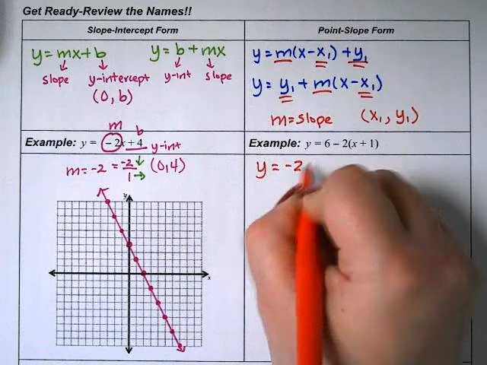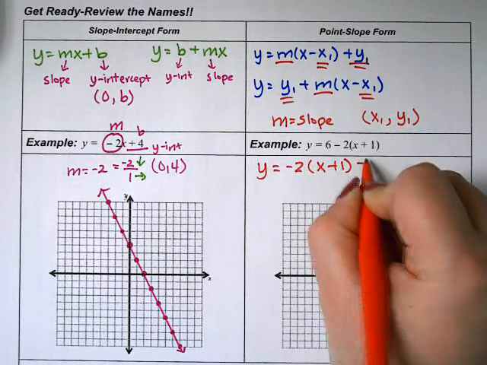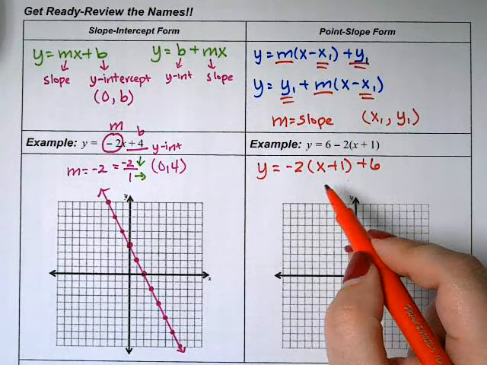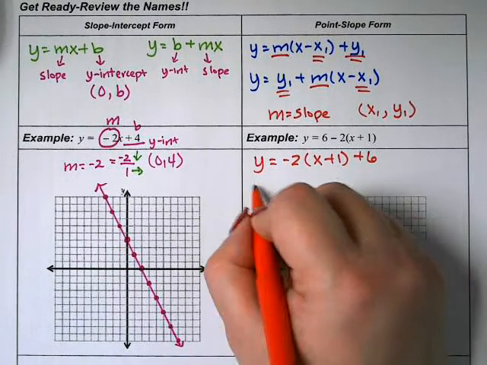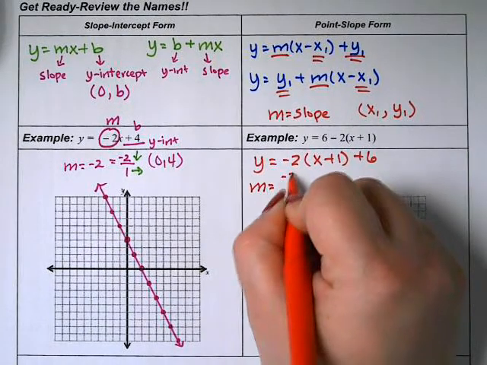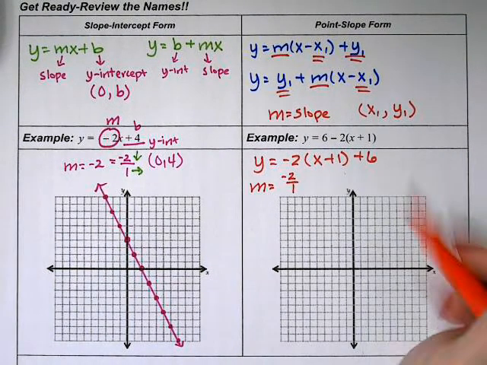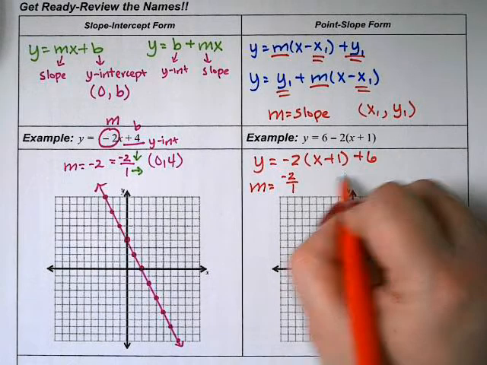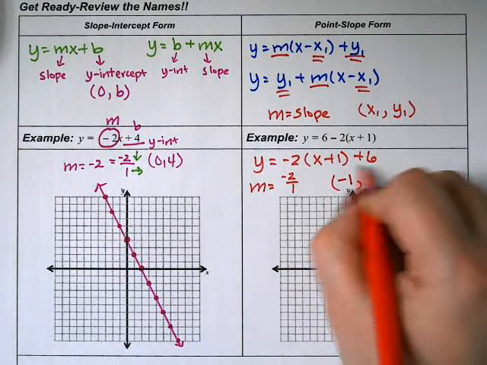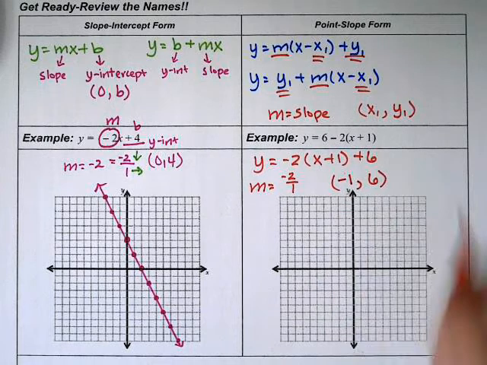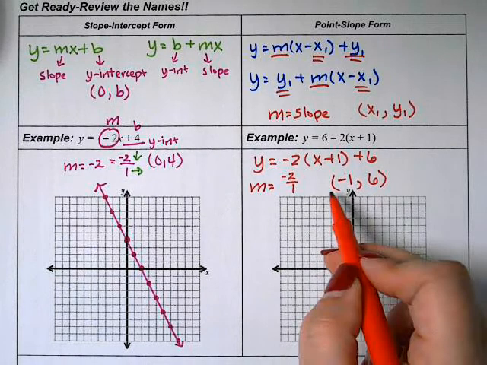So if we take a look at this equation that we're given here, I'm actually going to rewrite it as -2 times (x plus 1) plus 6, because we do want to make sure we're used to seeing it in this form, because usually the slope comes first. So that means our slope is -2 over 1. And now we need to figure out what our starting point is. So hopefully this is review. We take the opposite of what's inside the parentheses, and then we take our starting y value. So that means I'm going to start at the point (-1, 6).